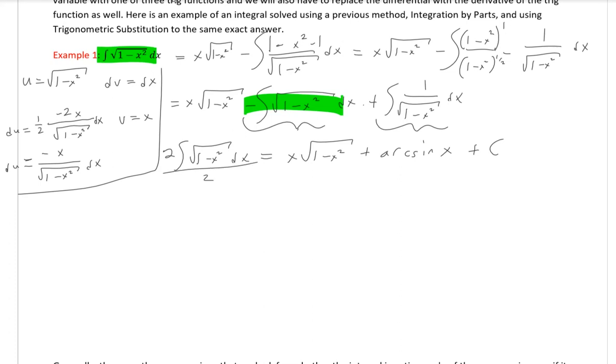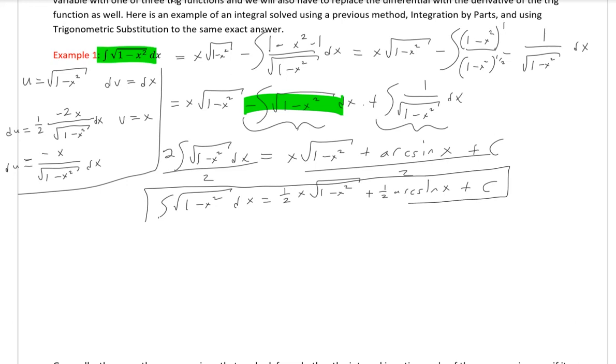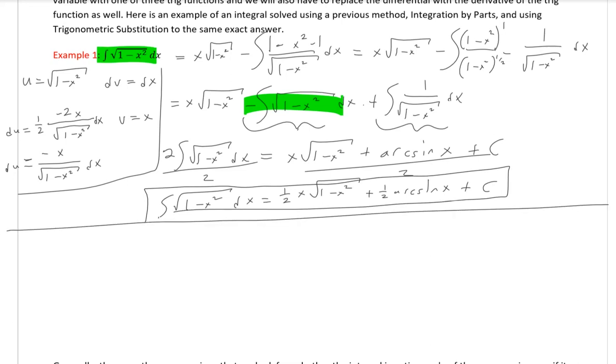Divide the 2 over, and I get my solution for the integral of the square root of 1 minus x squared dx as 1/2 x square root of 1 minus x squared plus 1/2 arc sine of x plus c. c divided by 2 is still a constant. So that's what I get.